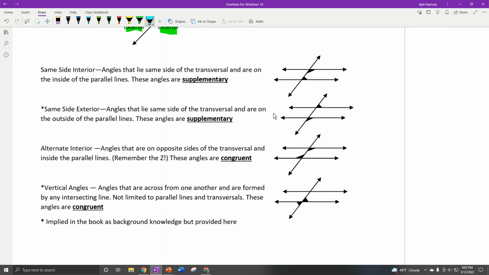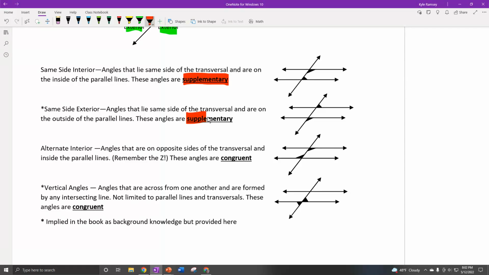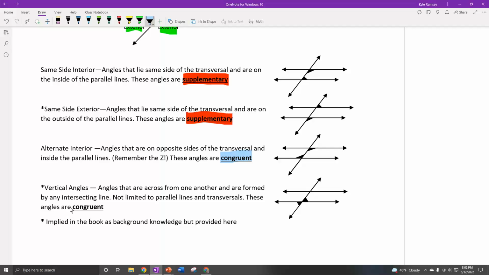Same side exterior. These are the same side of the transversal, but on the outside, these angles are also supplementary. So let's just go ahead and highlight the supplementary in red, just as an indicator, hey, that's slightly different. And we'll put this other one in blue. So the congruent ones we're going to put in blue.